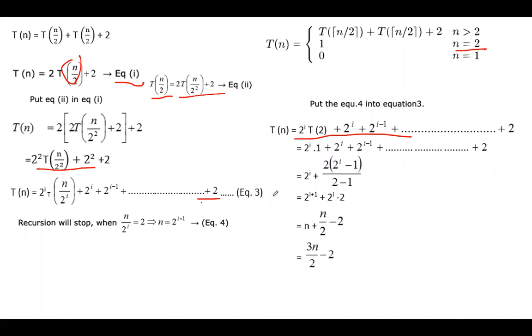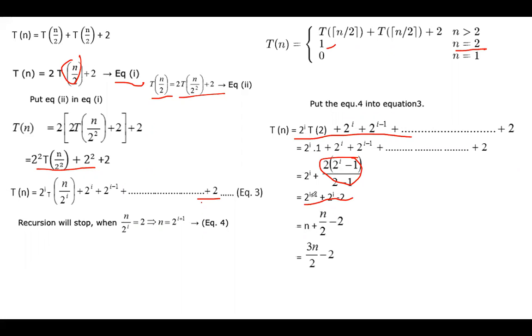I have just substituted the n value here. You'll get T(2). T(2) is nothing but 1. T(2) is 1. Okay, so T(n) is 2^i plus 2^(i-1) plus, which you can write like this, and if you solve this, it's a simple solution: 2^(i+1) plus 2^i minus 2.